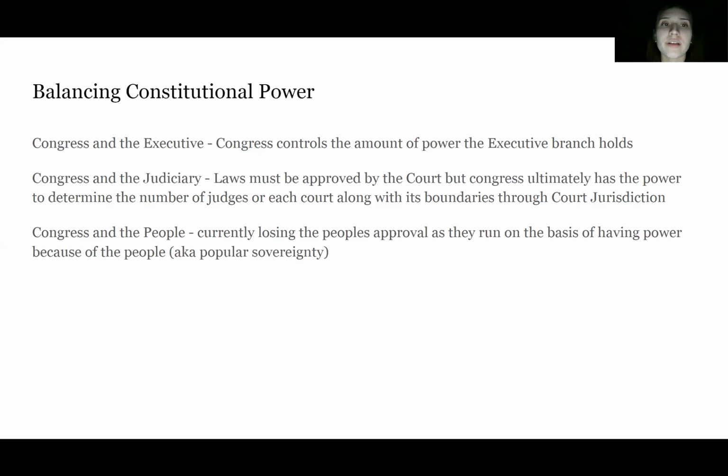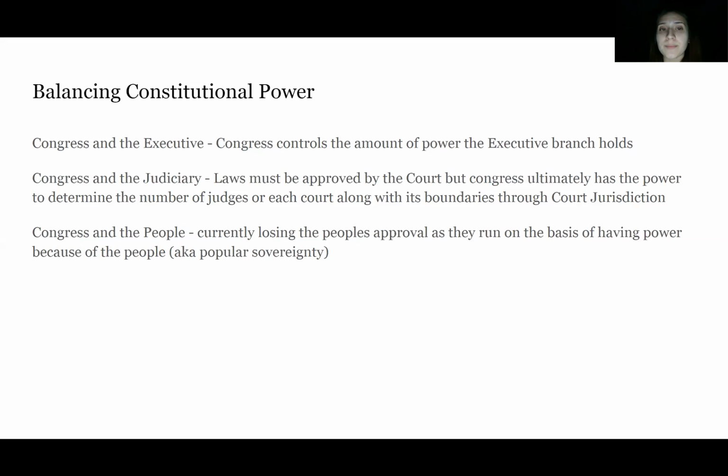Congress and the judiciary. Judiciary, Supreme Court. And Congress, we know, is the Senate and the House of Representatives. Laws must be approved by the court, but Congress ultimately has the power to determine the number of judges or each court's boundaries. So although the Supreme Court is ultimately going to enact the laws, Congress has the ability to take away and provide powers back to the court. So if the court oversteps its constitutional interpretations, a lot of times Congress will go back and say, hey, no, sorry.